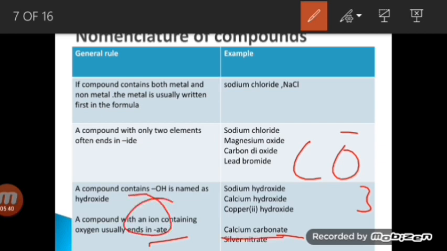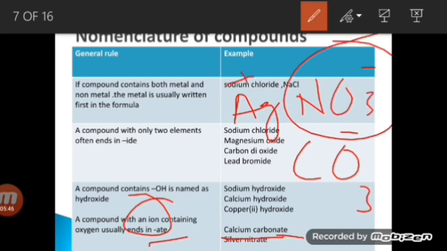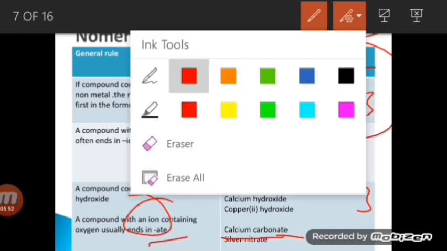Silver nitrate. Look at this, silver nitrate. Here again we have this ion, which is a polyatomic anion, so that's why we are going to use ate as a suffix at the end.